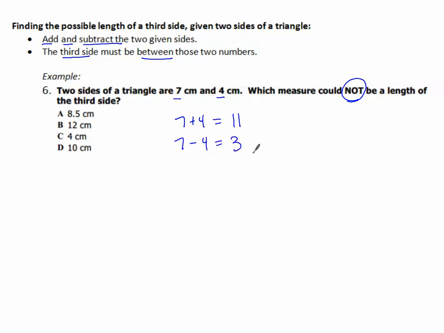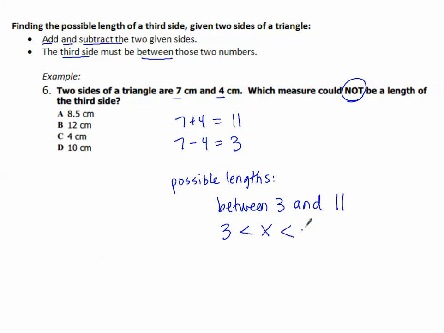So sometimes the answer choices are like this. We might say that the possible lengths are between 3 and 11. It might be that the possible lengths are written like this: 3 less than the third side, less than 11. Can't be exactly 3 or exactly 11 because between means it can't equal it. So don't be confused by the ones that are underlined with the equals. We do not use those. Or you could choose from a list to drag and drop.